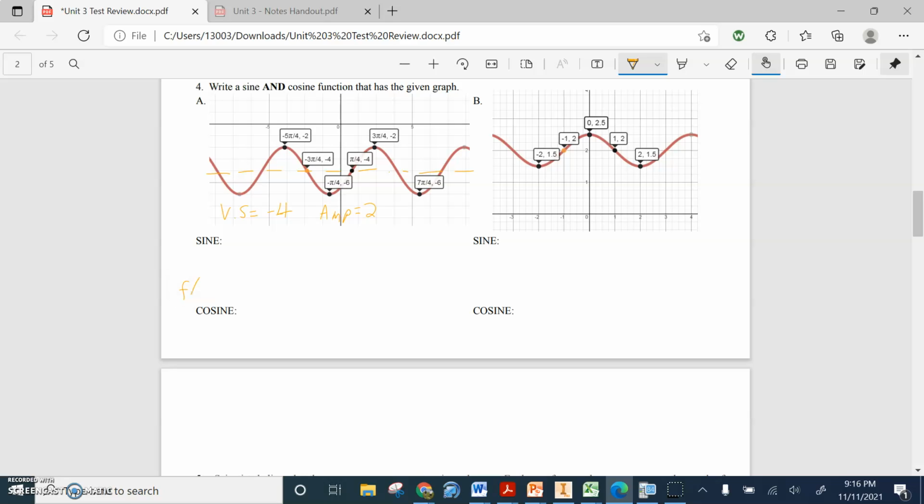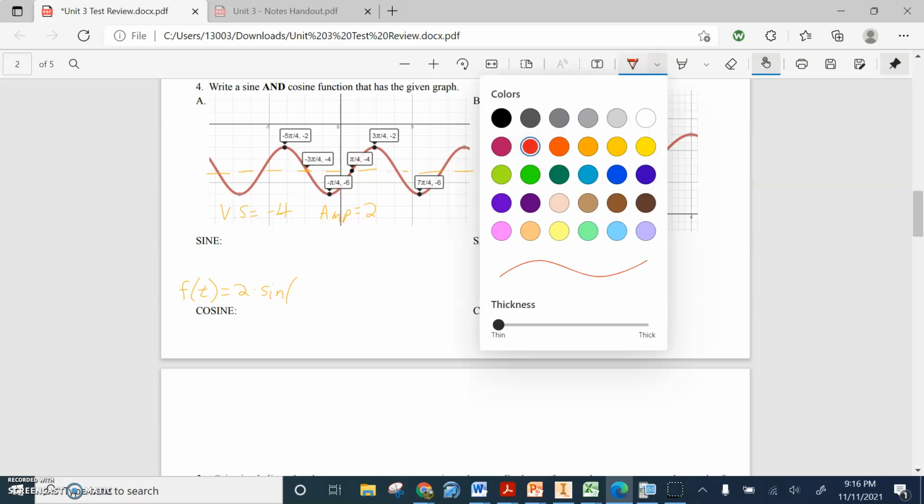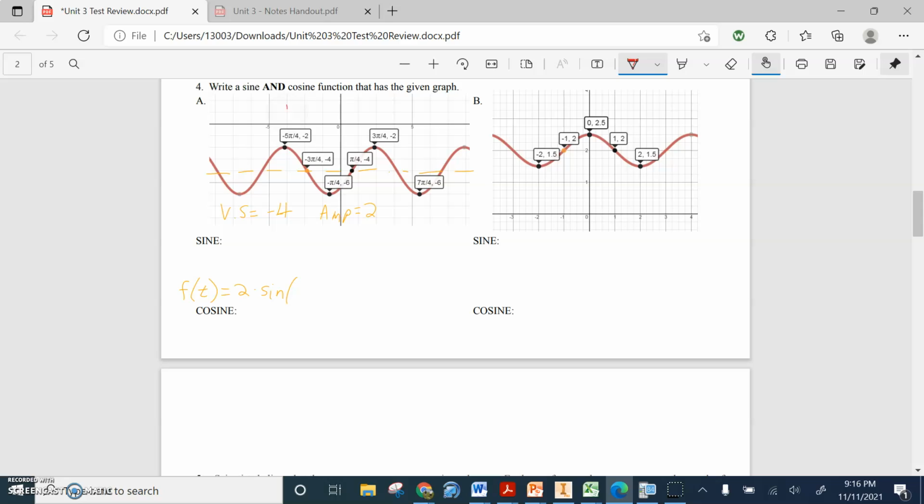So f of t is the amplitude A, sine of b times x minus c. Well, we're not quite there yet. We're not ready for b yet. So let's look at b. I'm going to draw a line right here and right here. That distance between those two red lines I drew, that's the distance of the period of this graph. So from one peak to another, we've gotten one full cycle of our curve.